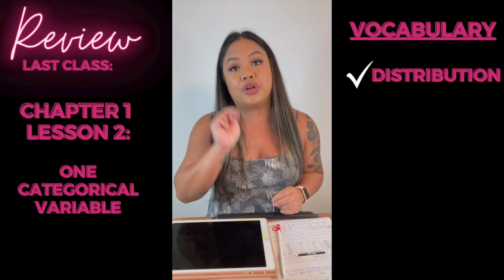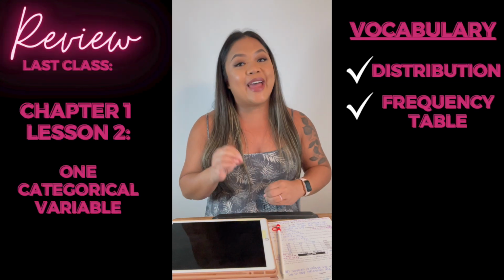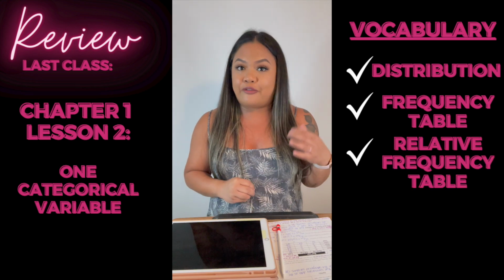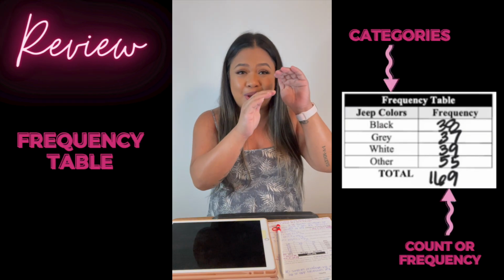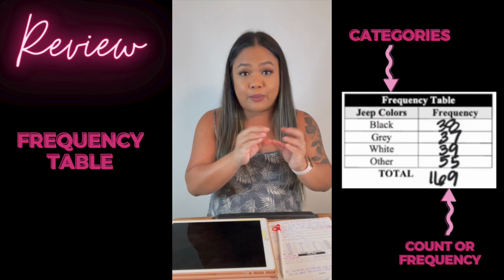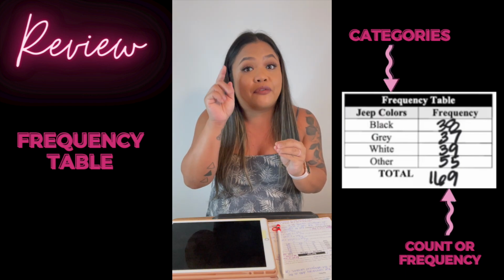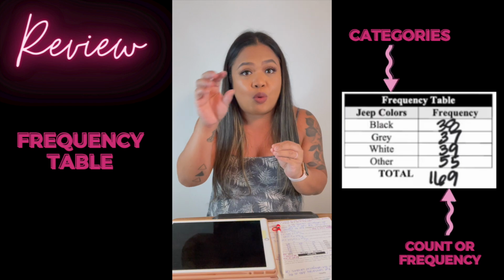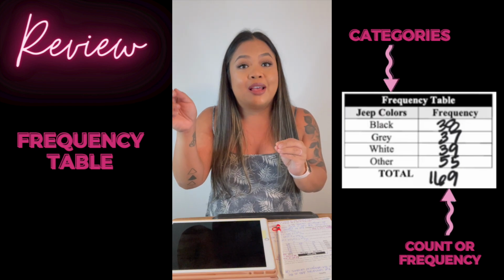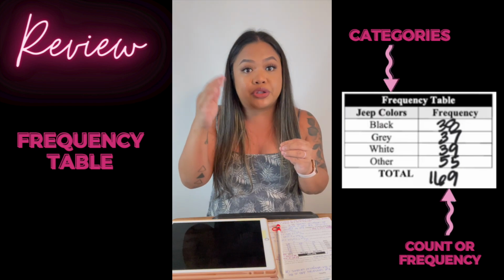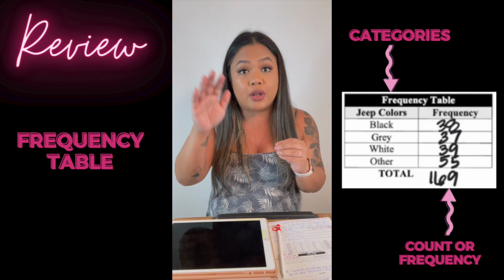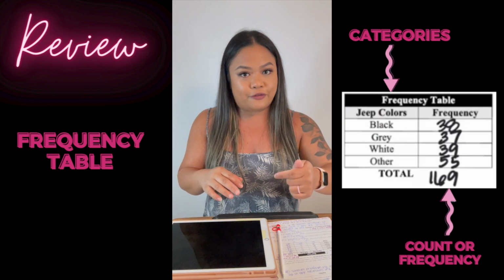Then we talked about 2 different tables, frequency table and relative frequency table. A frequency table just basically has those categories in a nice little table for you, and it tells you what the frequency is, aka what is the count, tallies. So it gives you a number. So whether it's 39, 38, whatever the numbers were last class, that's the frequency.